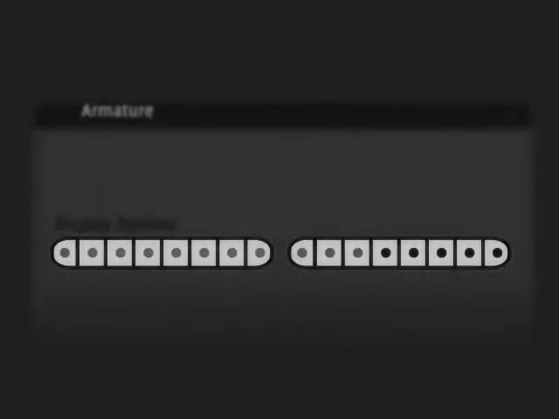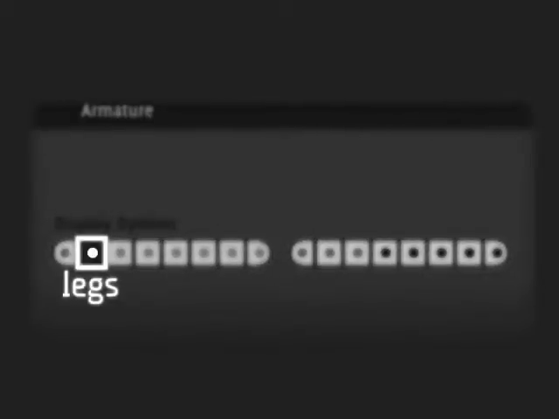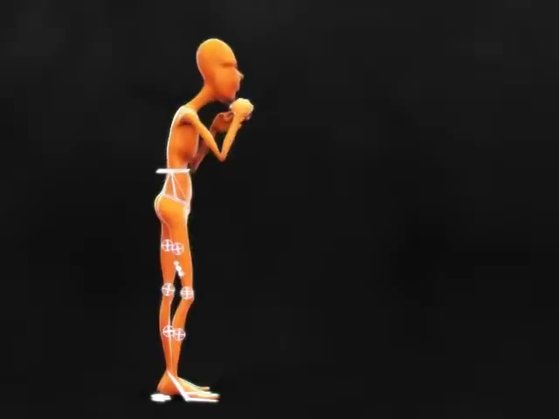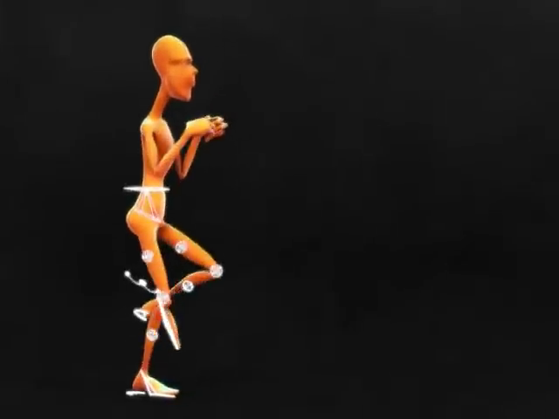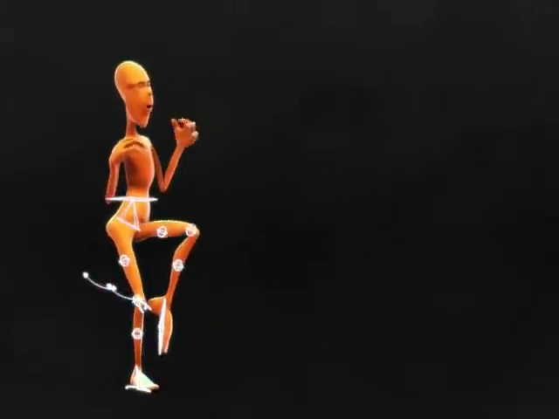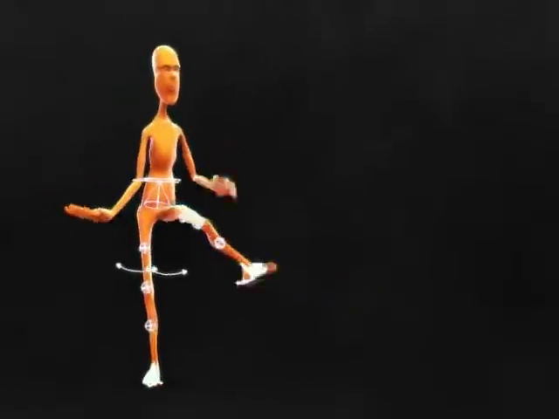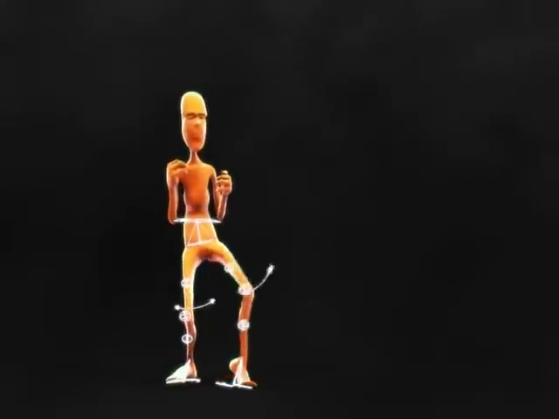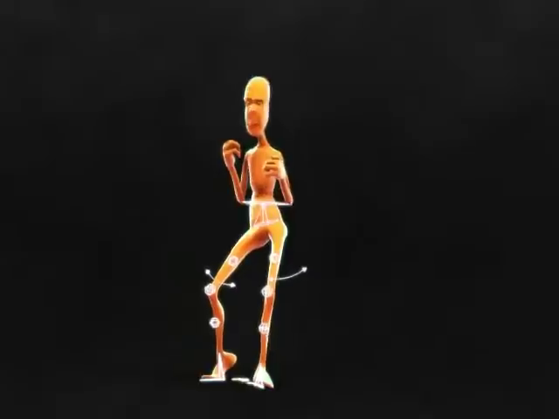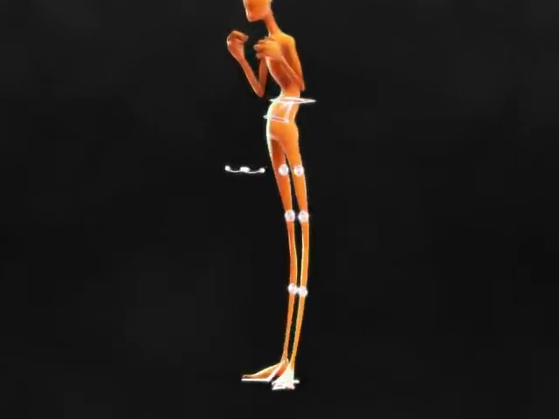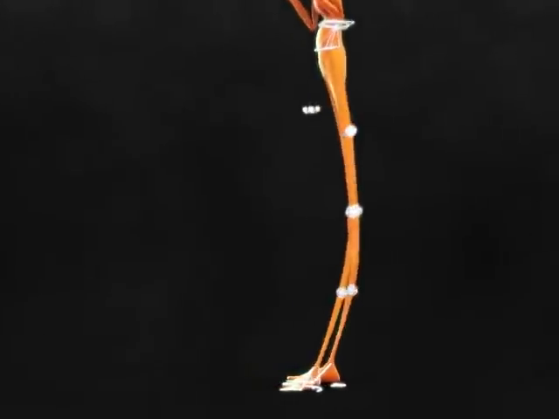Layer 2 has leg controls. Feet are in IK with a pivot at the heel and another in the midfoot. The legs can stretch, like the arms. The little arrowed curves control knee direction, while the balls allow direct control of the knees and bending of the legs.